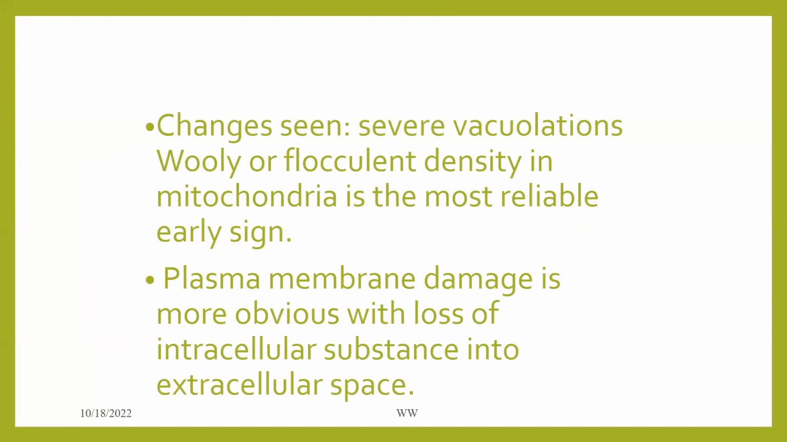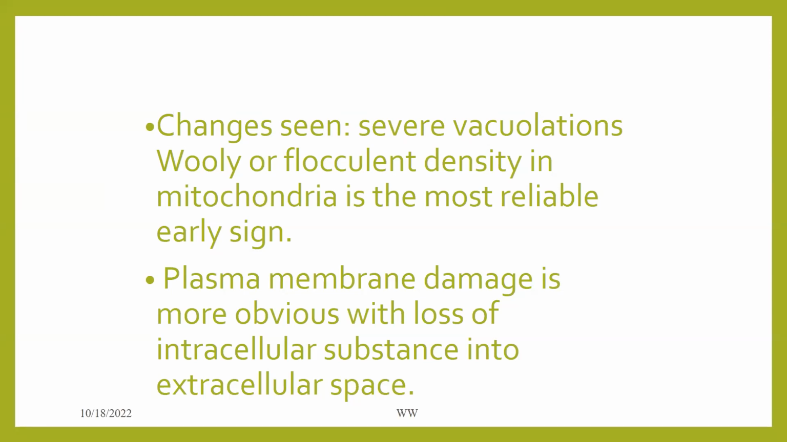flocculent densities, densities within the mitochondria that are usually not there, and that has been shown to be one of the most reliable early signs of irreversible injury. If you look under the electron microscope at mitochondria, you will see flocculent densities that indicate that the cell has been irreversibly injured and is not going to recover and is headed for necrosis.